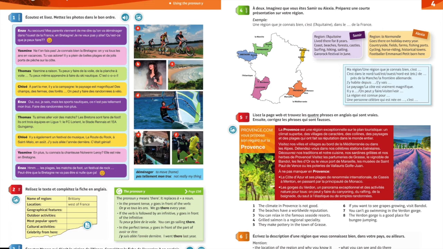Page 78. Exercice 3. Écoutez Manon qui décrit la région de l'Alsace. Complétez la fiche de l'exercice 2 en anglais. Okay, so fill out the table in English. The name of the region is Alsace. Let's go.